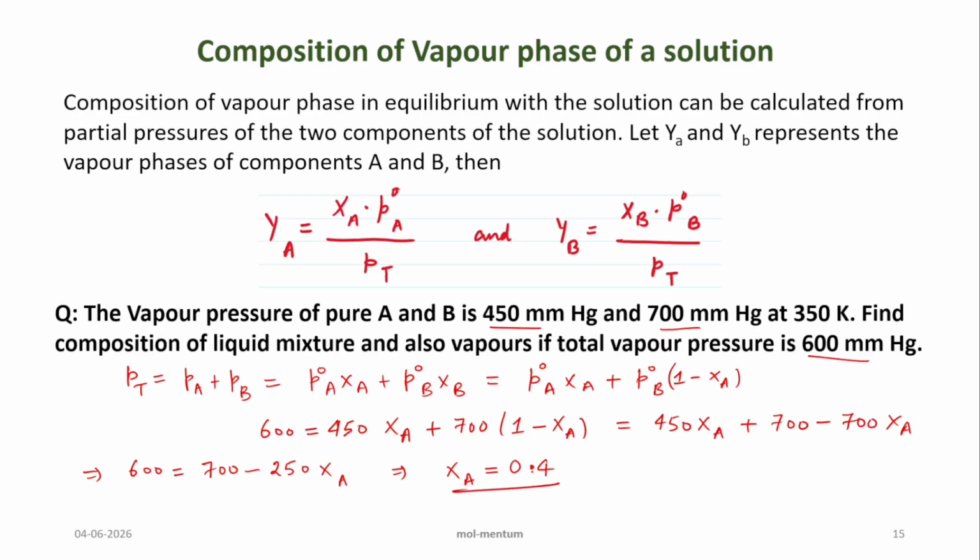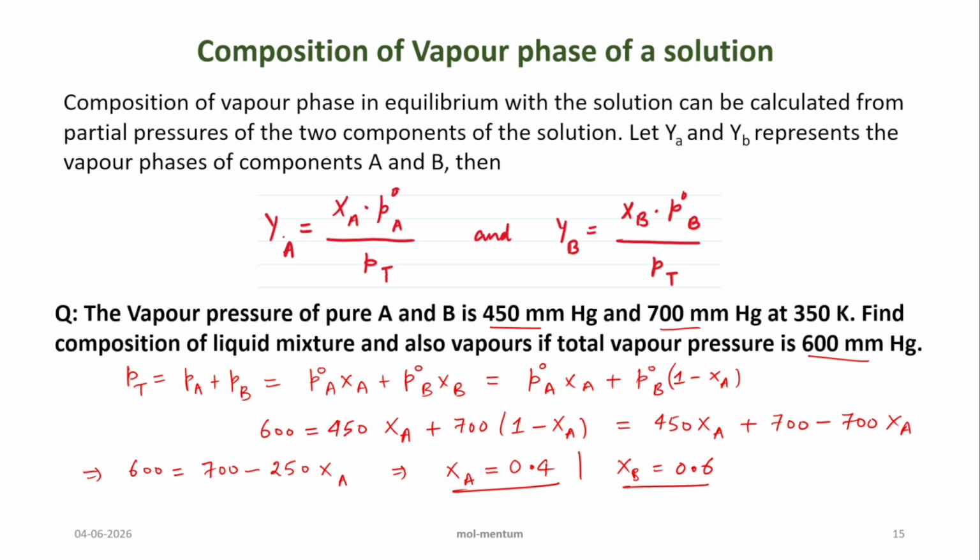If it is 0.4, then, since the sum of mole fractions of all components is always 1, and there are two components, chi B will be 0.6, because the sum should always be 1. So chi A is 0.4, chi B is 0.6.